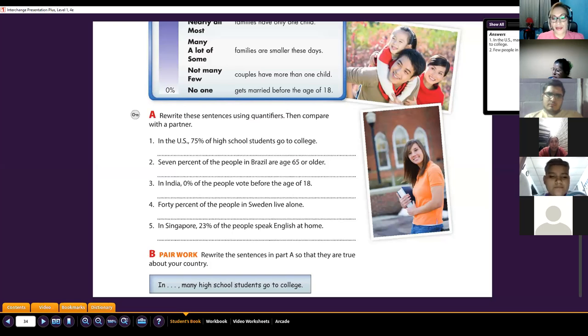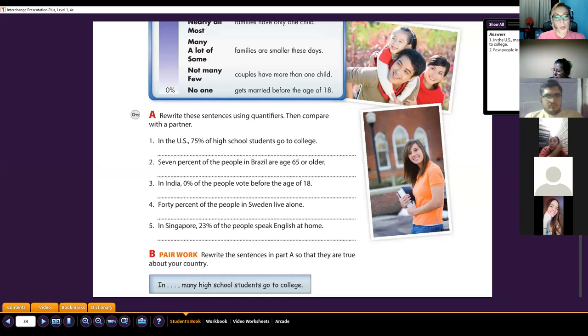Good. And number three, volunteer? In India, no one votes before the age of 18. Excellent. Number four, what do you have? Many of the people in Sweden live alone.